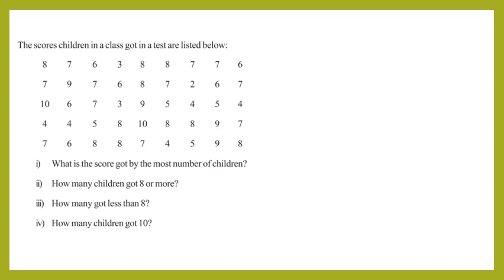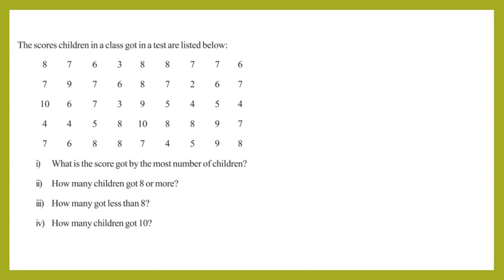Sub-questions. What is the score got by the most number of children? Second question. How many children got 8 or more? Third question. How many got less than 8? Fourth question. How many children got 10? Okay.